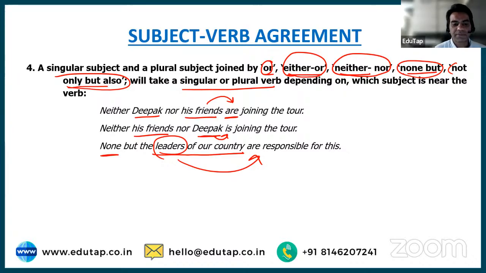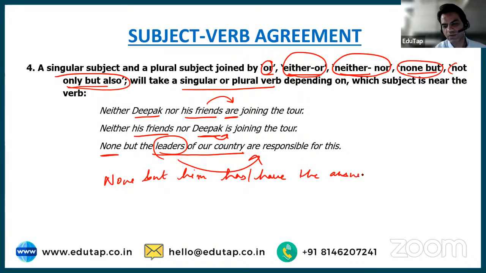Okay, none but him. If I had said none but him, has the answer or have the answer to this question? Yes, guys, now I want you to answer this question. None but him. None but him means no one else but him. Has the answer or have the answer?